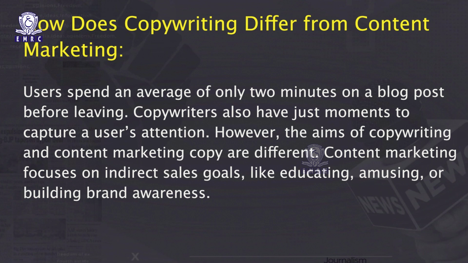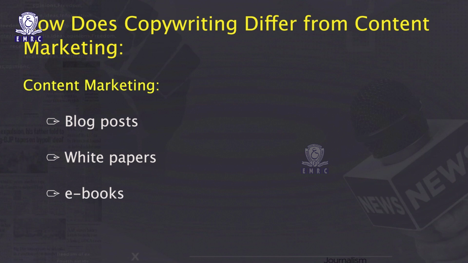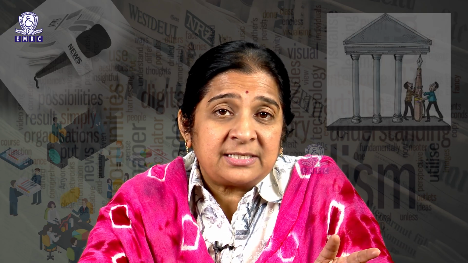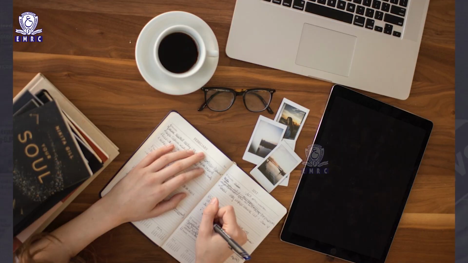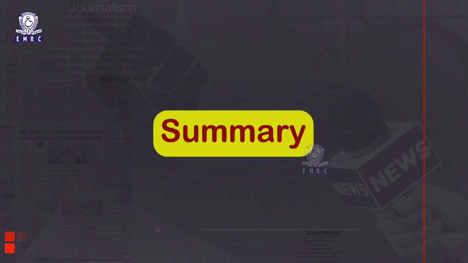Content marketing focuses on indirect sales goals like educating, amusing, or building brand awareness. Examples of content marketing are things like blog posts, white papers, e-books, and webinars. The main aim of copywriting is to get readers of the content to take a certain action, and you usually see it in ads, calls to action, CTAs, and product descriptions.